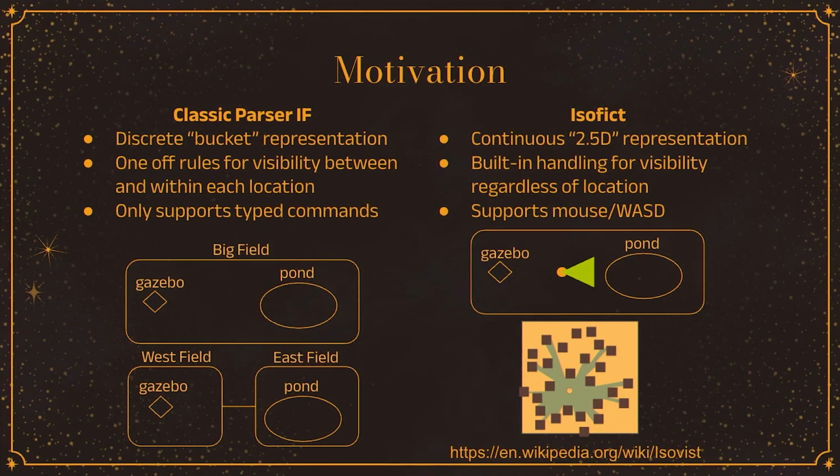So my idea was to instead have a continuous two-dimensional world model underlying the game, and have the visibility and interactability of objects be determined using raycasting. So only objects that are close enough and that aren't occluded by other objects are visible in this system. And we came up with the title for the project, Isofict, from the term isovist, which refers to the visible volume around a point.